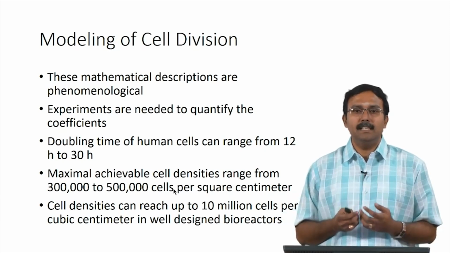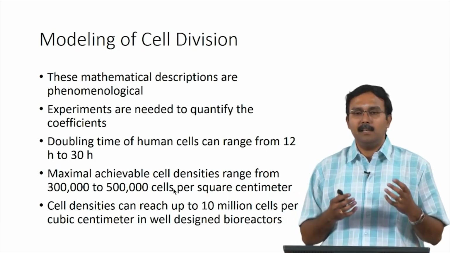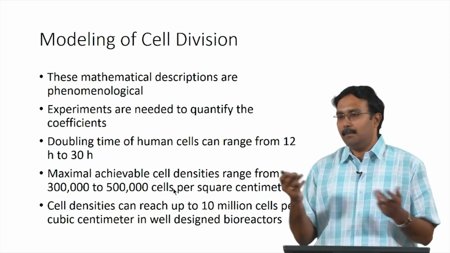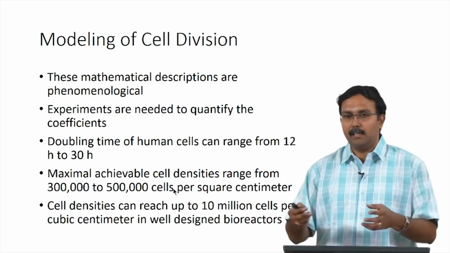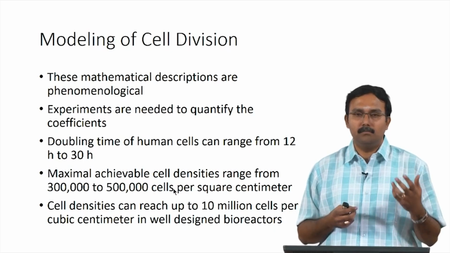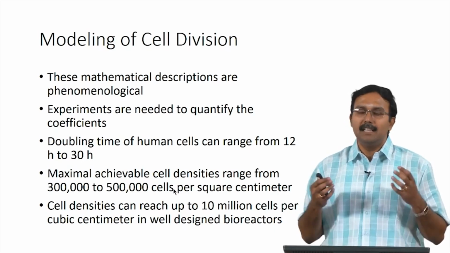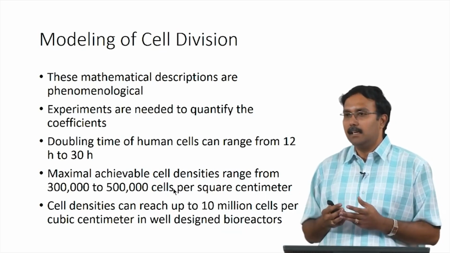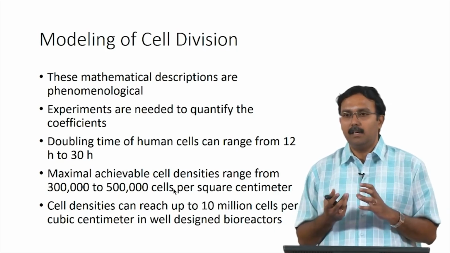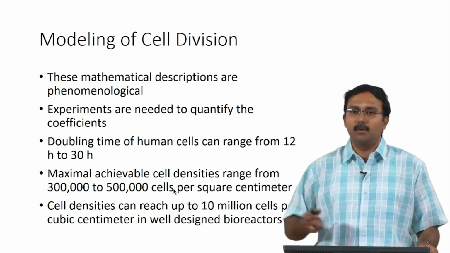So in general, the maximum achievable cell density is somewhere between 3 to 5 lakh cells per square centimeter. That is dependent on the size of each of these cells when they are adhered to the surface. The cell density can reach up to 10 million cells per cubic centimeter if the reactor system is very well designed. That is why you have these spinner flasks and things where you can actually have a very high concentration of cells which are growing.